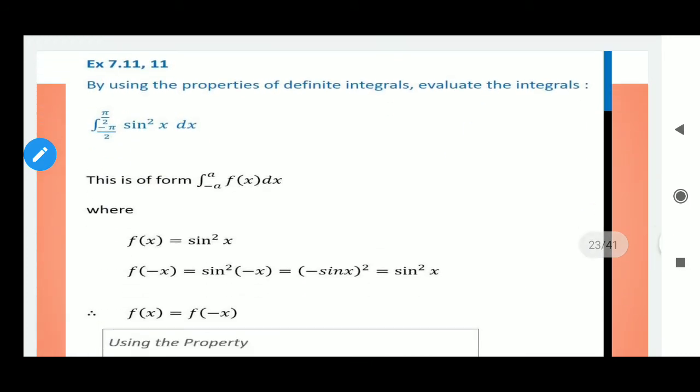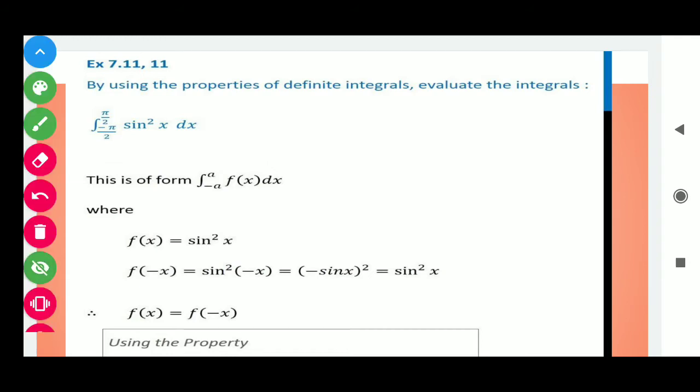Here we have exercise 7.11 of your NCERT textbook. Start with question number 11. By using the properties of definite integrals, evaluate the integrals. Here we have the limits minus pi by 2 to pi by 2 and the integrand is sin square x.